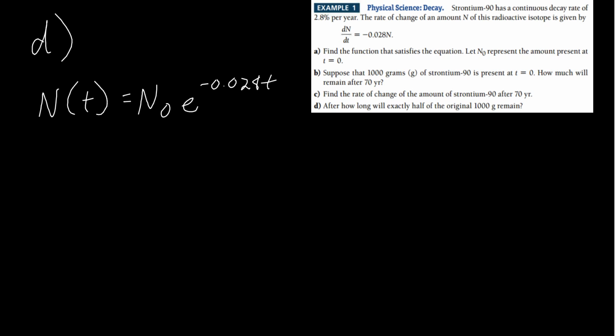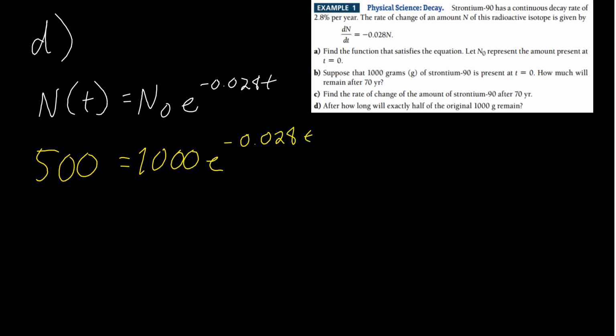So all I have to do is plug and chug here. So I'm going to have 500. This is how many grams I expect to have at the end. My initial amount n naught is going to be 1,000. And then I've got e to the negative 0.028 t. And then we just solve for t. So it looks like we can go ahead and divide both sides by 1,000. So we have 1/2 is equal to e to the negative 0.028 t. We're going to take the natural log of both sides.